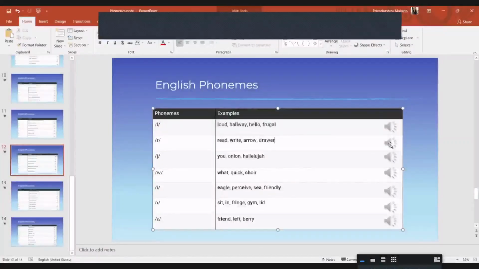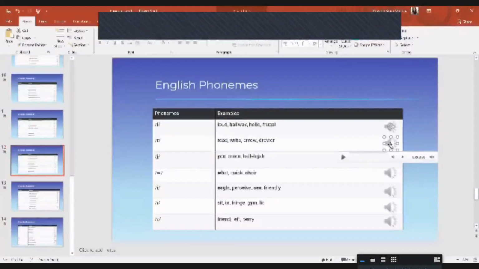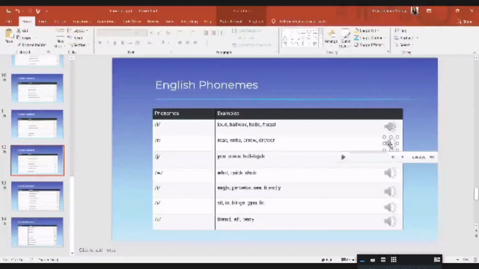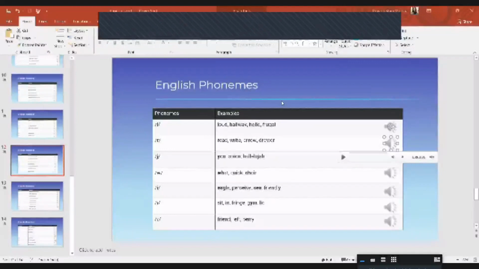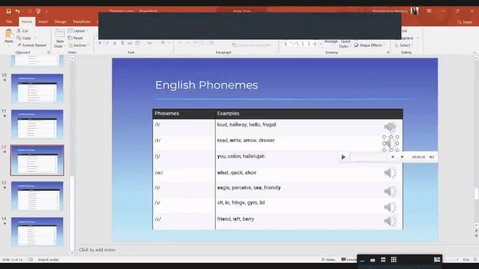Now the second one, the R sound. Here, unlike the other word I told you about, where the R at the end is not pronounced or not clearly distinct, these are all words that do have very distinct R pronunciations. So read, write, arrow, drawer, right? Drawer. Read. Write. Arrow. Drawer. Read, write, arrow, drawer.